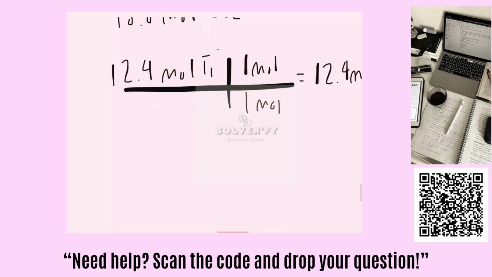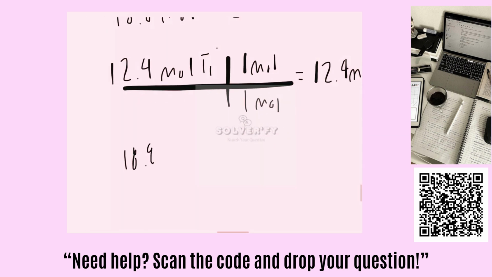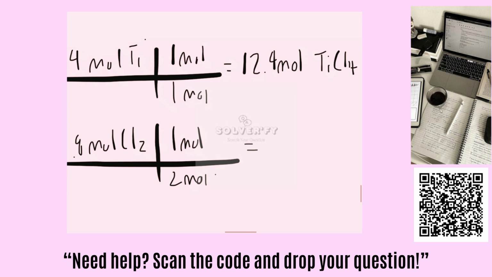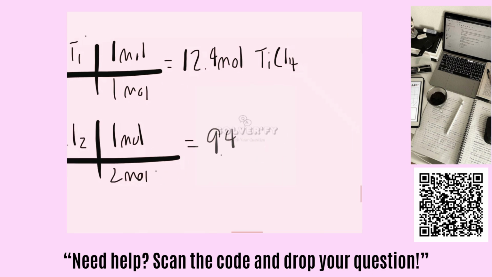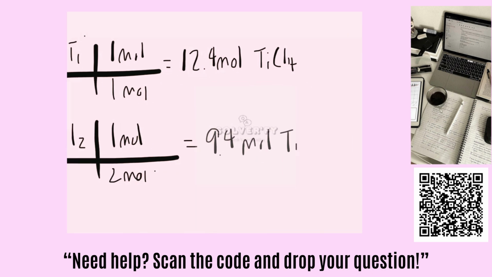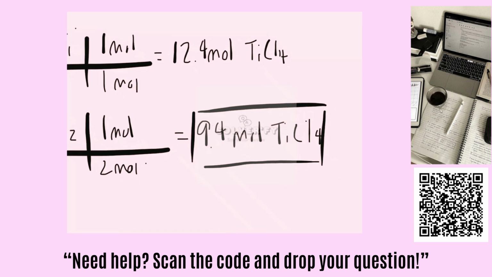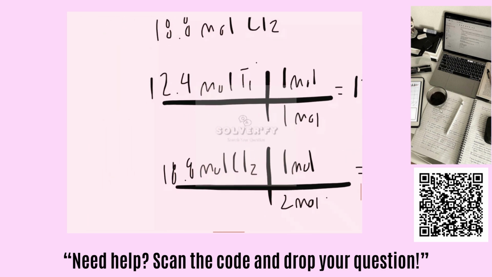And we'll do the same procedure but for our chlorine, so 18.8 moles of chlorine, but with a 2-to-1 mole ratio. So this will give us 9.4 moles of product. So in this case, we only have enough of the chlorine to make 9.4. We don't have enough to make the 12.4 from using all the titanium, so this is the theoretical yield for the chlorine, which is the limiting reactant for C.